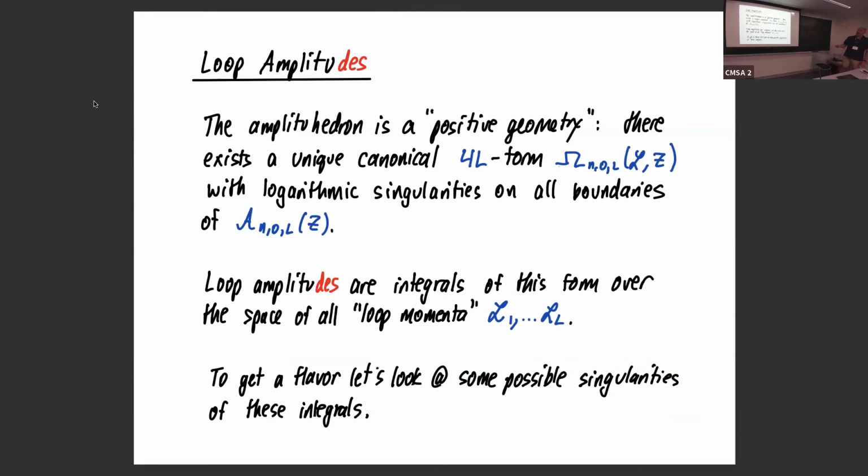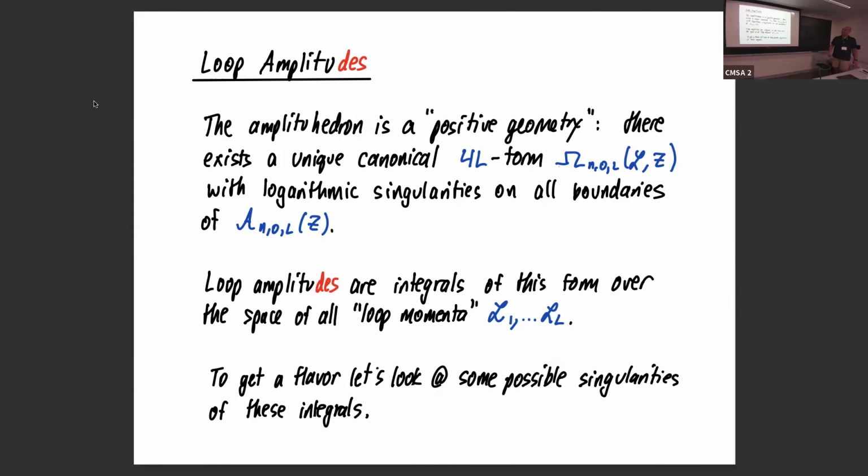The amplituhedron is conjecturally a positive geometry. So there exists a unique canonical 4L form with logarithmic singularities on the boundaries. And as I said at the very beginning of my talk, loop amplitudes are integrals or periods of this form over some particular contour dictated by physics, mysterious, but in principle dictated by physics, in the space of all loop momenta, i.e. in the configuration space of L lines.